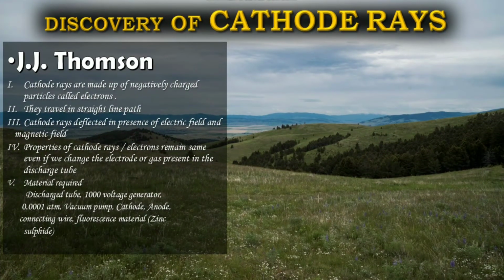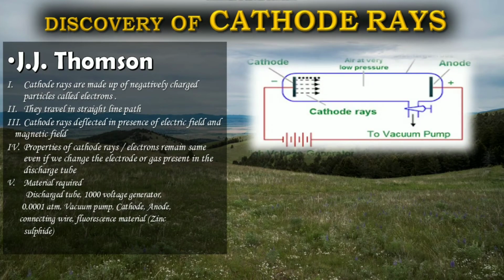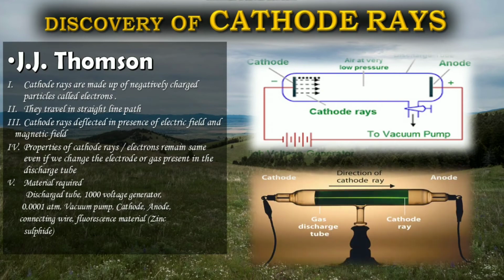Now we will discuss the discovery of cathode rays. It was done by J.J. Thomson. Cathode rays are made up of negatively charged particles called electrons. They travel in a straight line path. Cathode rays are affected in the presence of an electric field and a magnetic field. Properties of cathode rays or electrons remain the same even if we change the electrode or the gas present in the discharge tube. Material required: discharge tube, 100 volt generator, 0.0001 atm vacuum versus 1 atm pressure, vacuum pump, cathode, anode, connecting wire, fluorescence material. The fluorescence material used will be zinc sulfide.